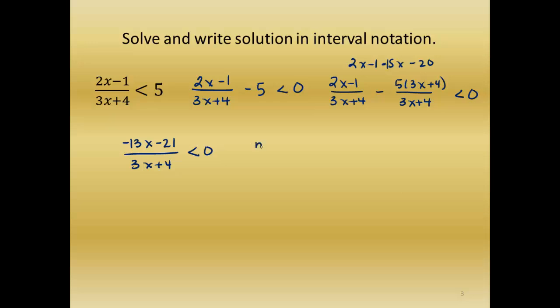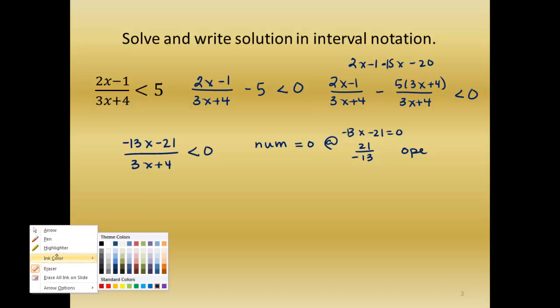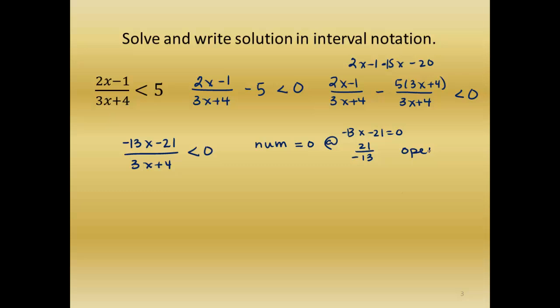As we did on the previous example, we're going to take a look at our numerator and decide where it equals 0. So the numerator equals 0 at -13x minus 21 equals 0. This will give me 21 over -13, or -21 over 13. And this is going to be an open circle. I'm going to use an open circle because if I substitute in that -21 over 13, it will equal 0. And because of our inequality symbol here just being a less than, I don't want to equal 0.